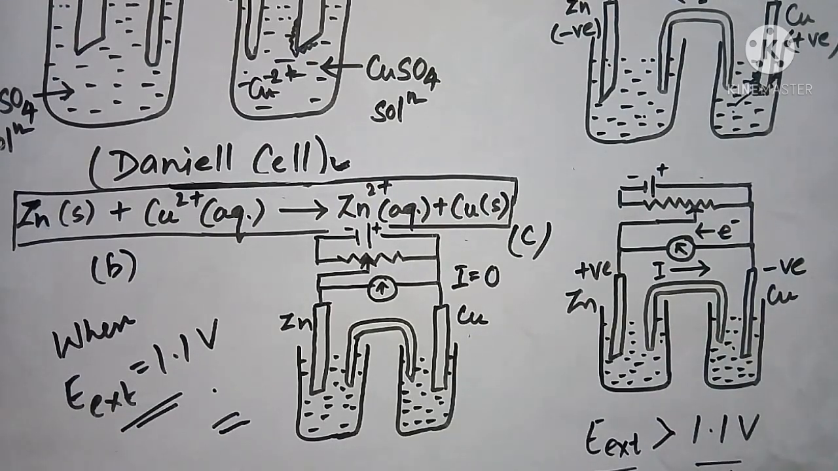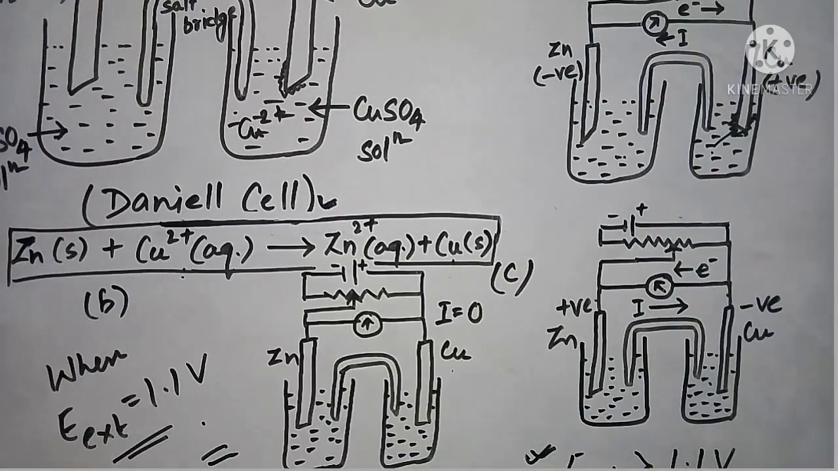Okay, so in that case what will happen? The reverse reaction takes place. As the external potential is greater than the cell potential, the electrons will flow from the copper to the zinc electrode, and the current will flow in the opposite direction to that of the electrons. So we can say that the electrons will flow from copper to zinc, and the current will flow from zinc to copper.